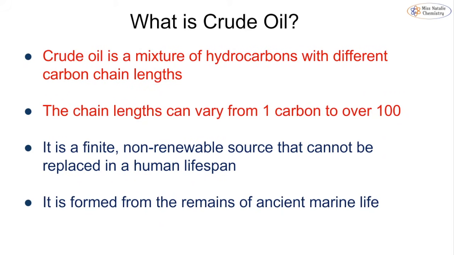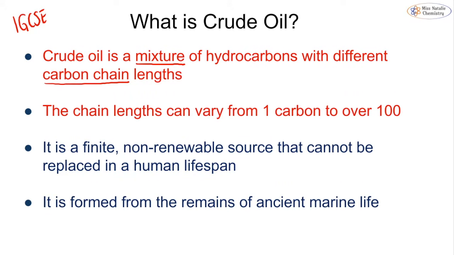Now you'll have covered some of this back in IGCSE, so again some of this may be revision, but there will be a couple of things that are new to the A level. So we know that crude oil is a mixture of different hydrocarbons of varying chain lengths. So we can go from having just one carbon in the chain up to having about 100 or 80 carbons in a chain.